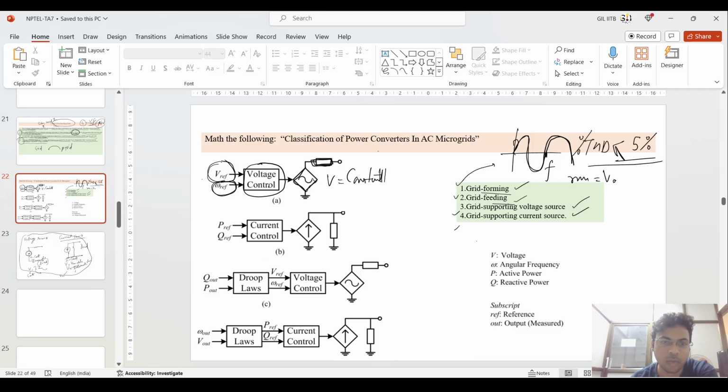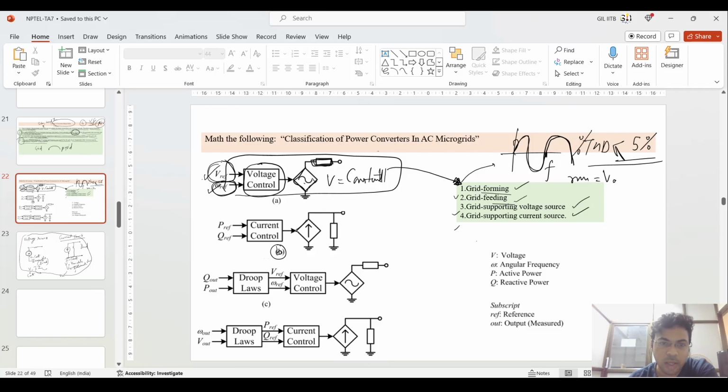Okay, so it is taking the voltage and frequency reference from the grid, and controlling the voltage such that it maintains the same as that of the grid. So you can say that the first image is forming a grid. This is forming a grid by taking the voltage and frequency reference the same as the grid.